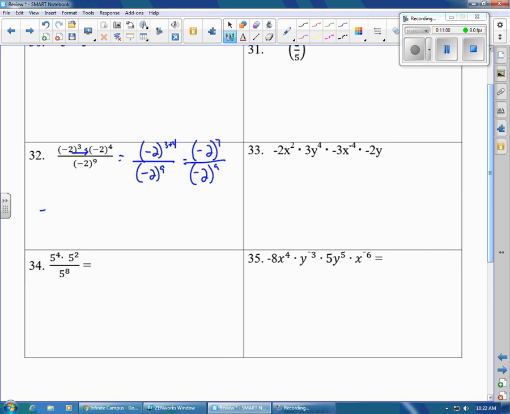So I'm going to keep my base, negative 2, and it's going to be to the 7 minus 9 power. When I do that subtraction, I've got negative 2, and it's going to be to the negative 2 power. I can't leave it negative, so my final step is putting it into fraction form, 1 over negative 2, still in parentheses, but it's going to be to the positive 2 power. Now notice that my base did not change. My base is still negative there.